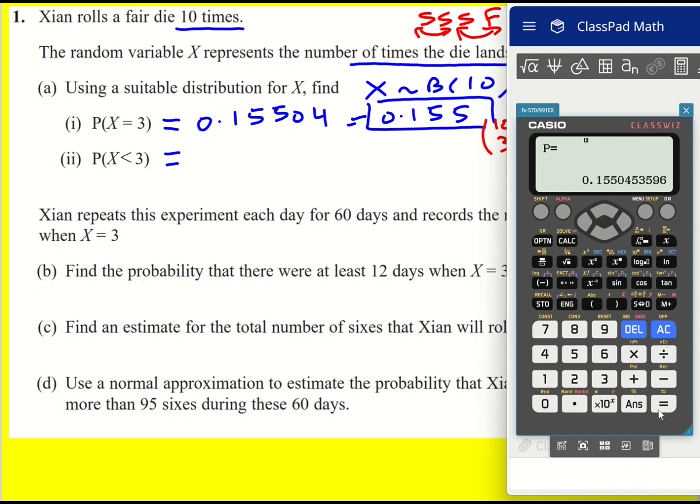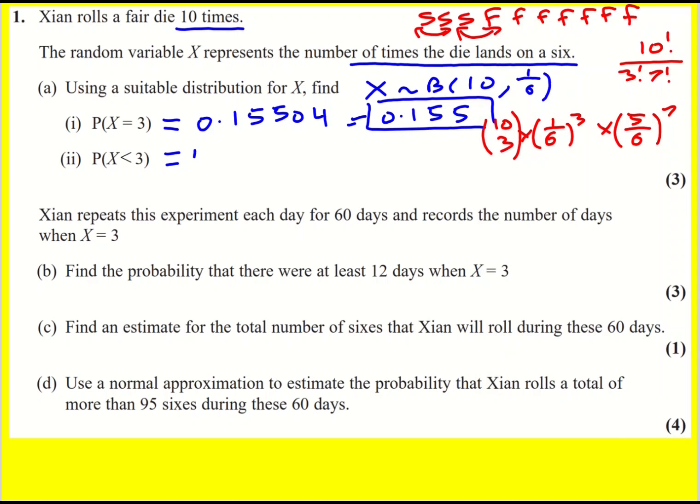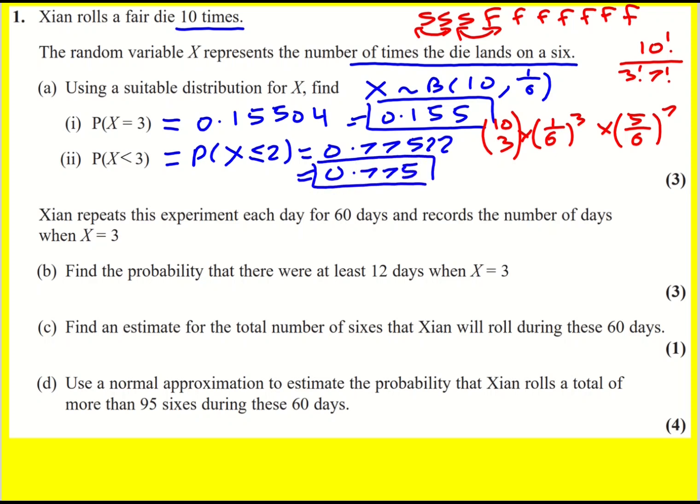So now we return to distribution, but this time it's going to be binomial CD and variable again. So I'm going to put a 2 here, and then we get 0.7752. So this is probability that x is less than or equal to 2. That's the value I have to put in, 0.77522 or 0.775. Job done.